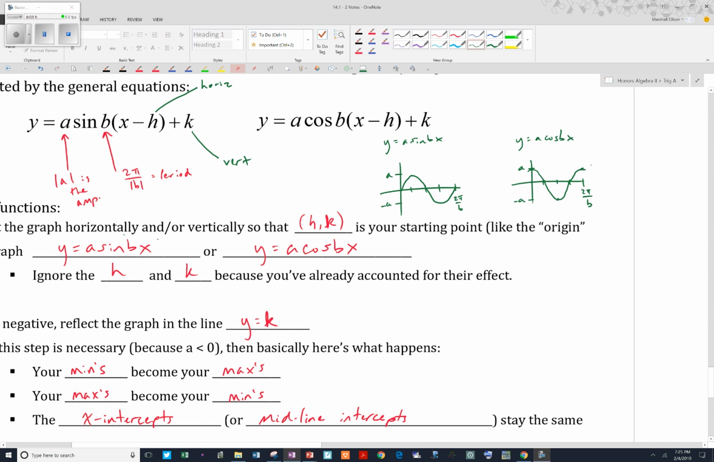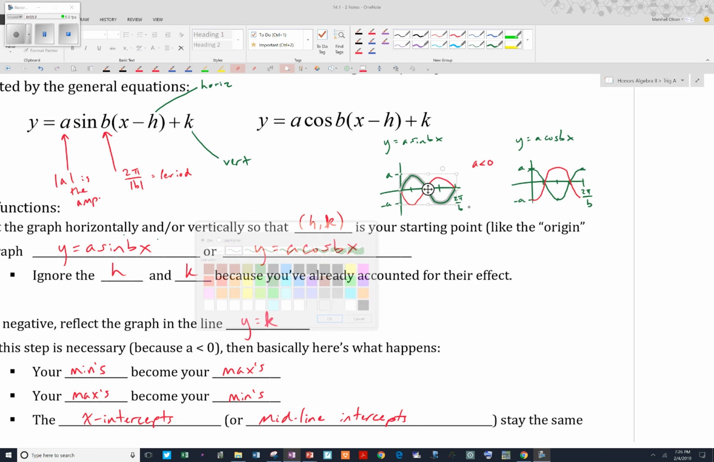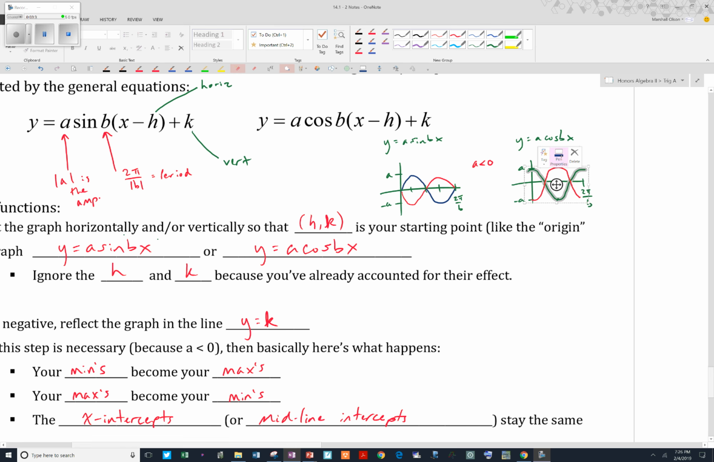Now these both show a being positive. If a were negative, then obviously we would have these reflected graphs here. So the red graphs are if a was negative, and the blue graphs are going to be if a were positive.